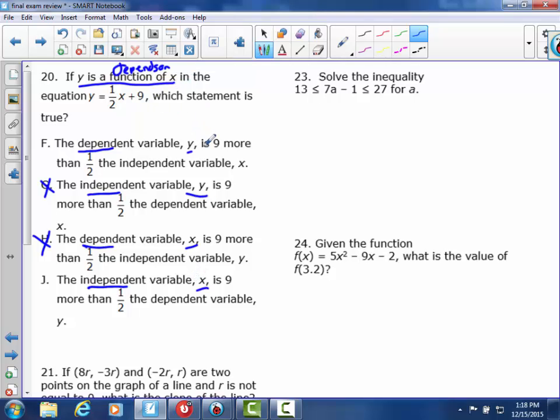Okay. Then we look at the next part of the statement. Y is 9 more than half of x. Hey, that's a match. I think we found our answer. Let's check the other one. This one says x is, so x equals 9 more than, we're going to add 9 to half of y. That is not a match, so it's not J either. F is the only one that makes sense.